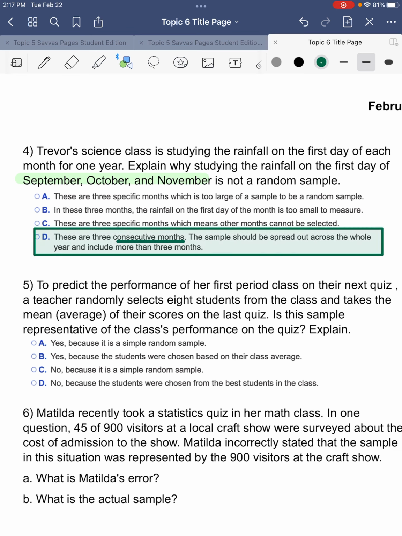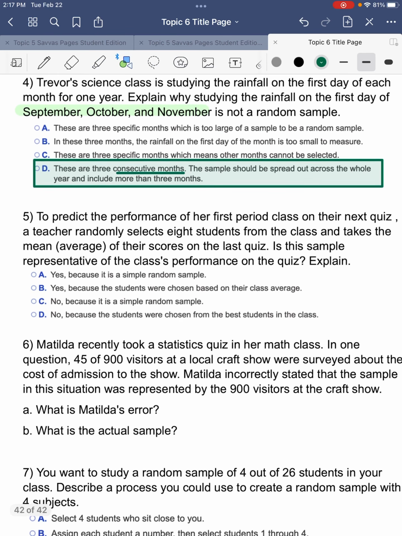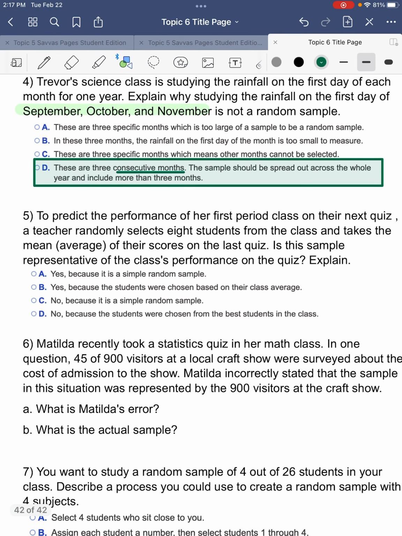Okay, let's move on to number 5. To predict the performance of her first period class on their next quiz, a teacher randomly selects 8 students from the class and takes the mean or average of their scores on the last quiz. Is this sample representative of the class's performance on the quiz? Explain. So this is what we're trying to answer. Is the sample representative of the class's performance?